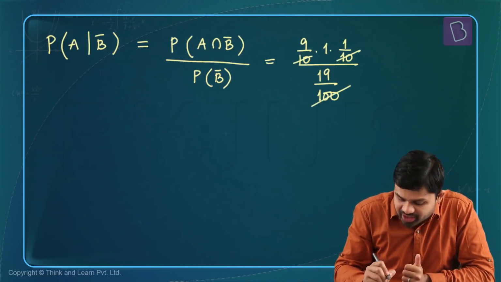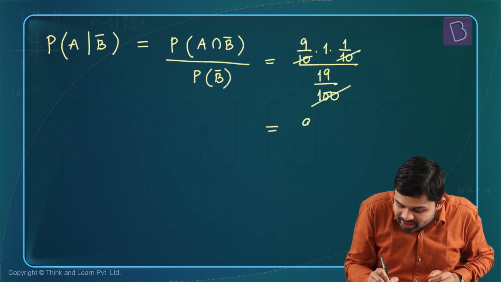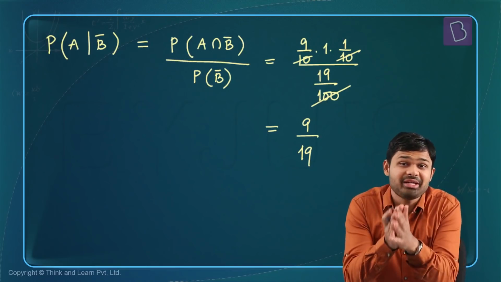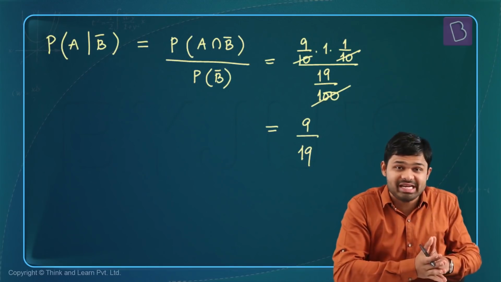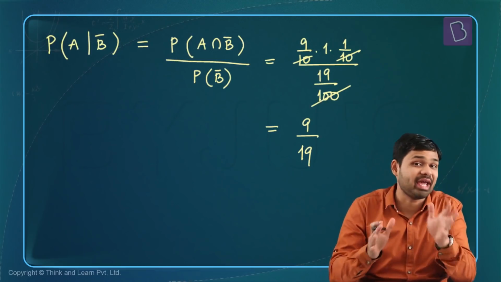I can cancel out the hundreds from the denominators of both the numerator and the denominator, and I get the answer of 9 over 19. All this works because event B depends completely on event A. B will never happen in isolation. B will happen only if A happens.